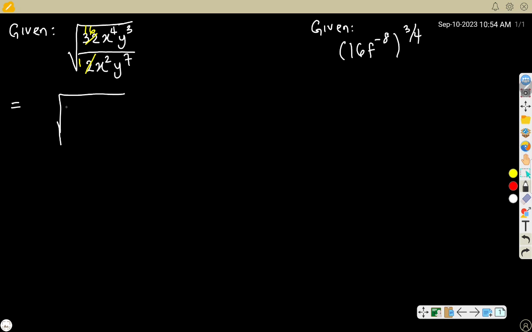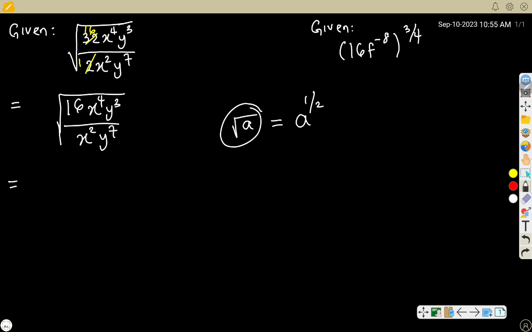square root of 16. Remember I've cancelled, so that will be 16 x raised to power 4 y raised to power 3 over x raised to power 2 y raised to power 7. So because 2 here 1, 2 here 16. Now you can use the law of indices. Remember, if I have square root of a, so this square root will change to power half like this. So take note, square root usually change to power half.